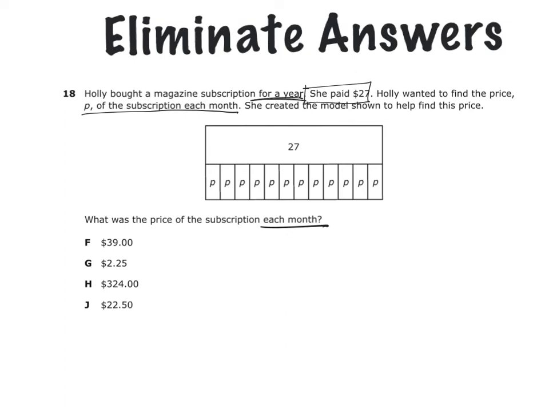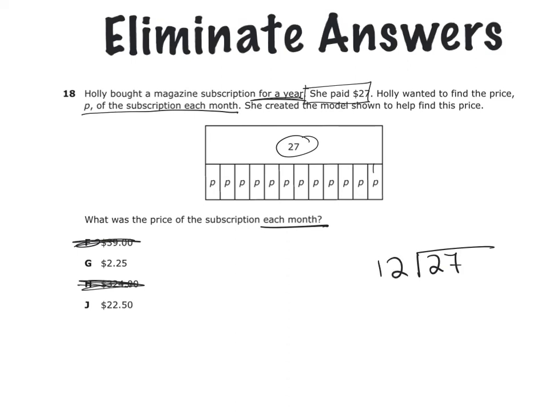So let's look for those stupid answers. The total she paid was $27. What does that tell you? That it can't be 39 and it can't be 324. You have just increased your odds of getting the question correct by a lot. We were at 25% to now you have a 50-50 shot of getting the answer correct by just eliminating those silly answers. So obviously, if they want to know each month, that is being divided. So we would have to do the $27 divided by 12.